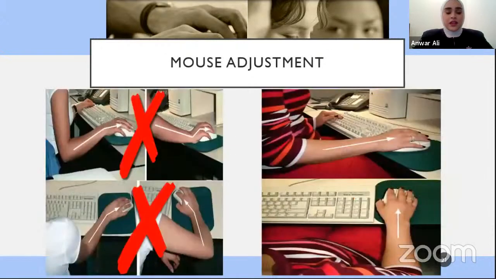The most important thing is that you keep your wrist straight. Your forearm and arms, your fingers, and your wrist are all in a straight line. And if you want to move the mouse, move it from your elbow rather than moving your wrist. So make sure you move from the elbow, not the wrist.